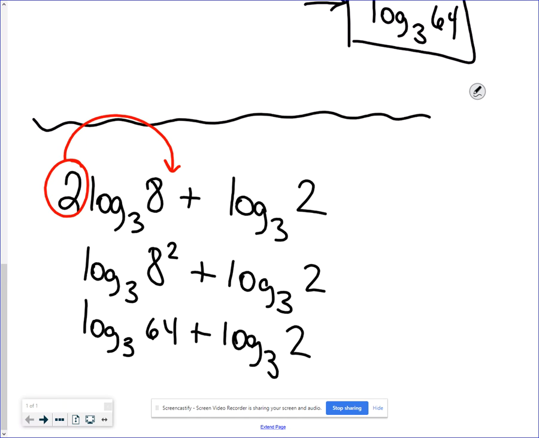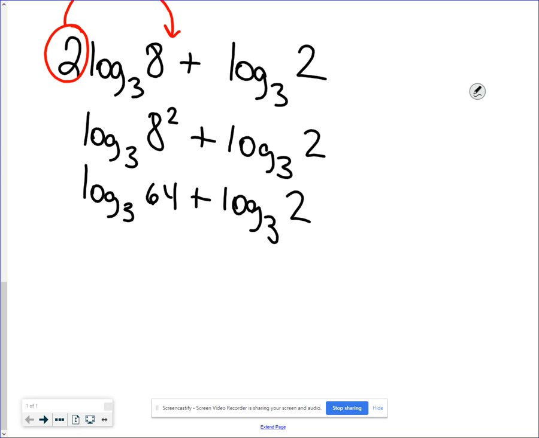And make sure when you're doing these on your assignment today, you don't skip any steps. I want to see the steps work out. I don't want you to just write down the answer. You won't get full credit if you do that. I need to see the work.